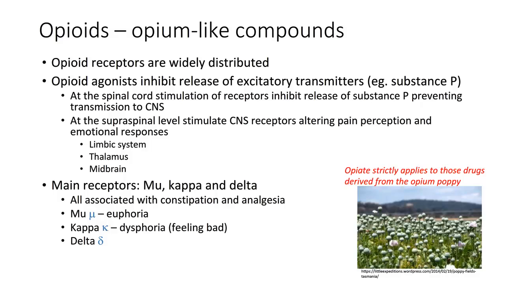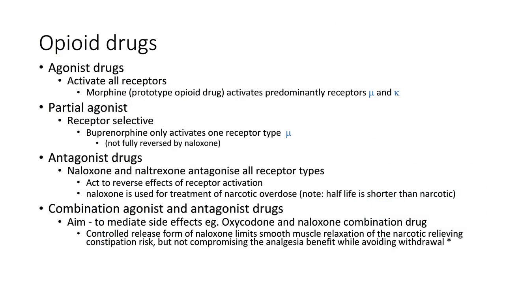Now, you will see that we're talking about opioids. If they are referring to an opiate, so an O-P-I-A-T-E, they're talking about the drugs that are created from the plant itself, whereas the opioids title includes everything, including the synthetics. Now, as I said, morphine is the prototype drug, so it's the one that all the other drugs in this group are compared back to, and morphine predominantly acts at the mu and kappa receptors.